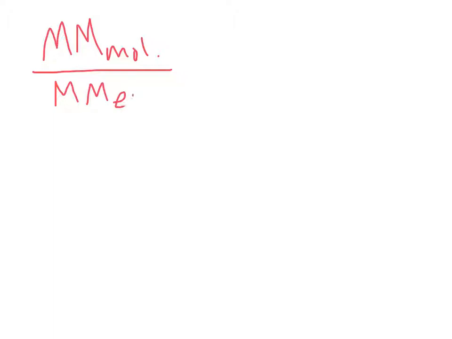Okay, looking at the example I gave you, it says show the calculation of the multiplier knowing the empirical formula is CH and the molar mass of the molecular compound is 78.12. So again, we know that the equation is the molar mass of the molecular formula divided by the molar mass of the empirical formula. We also know that this should be approximately a whole number, which we call the multiplier.